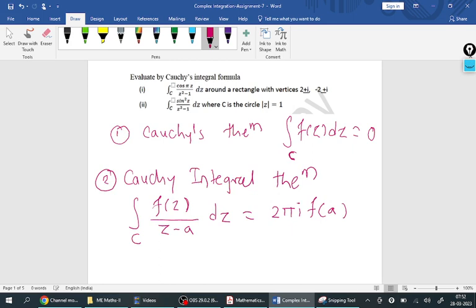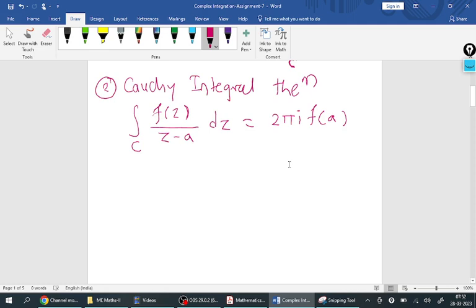This is the shortcut formula given by Cauchy, and that says the integral of f(z) upon z minus a dz over the curve C is 2 pi i into f(a). But I will tell you that this Cauchy integral theorem is a particular case of the third, which is known as the Cauchy residue theorem. So you can solve all the examples of the Cauchy integral theorem by the residue theorem.